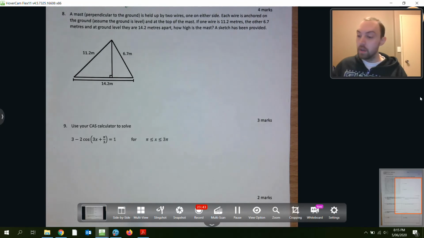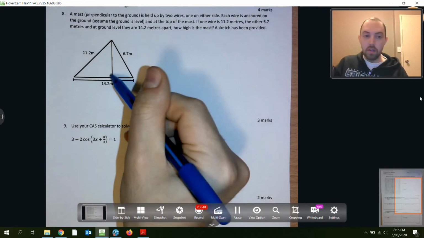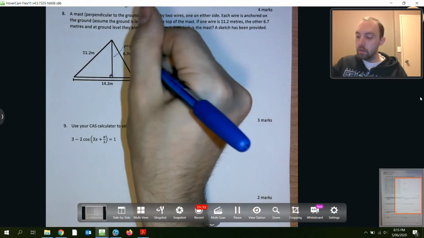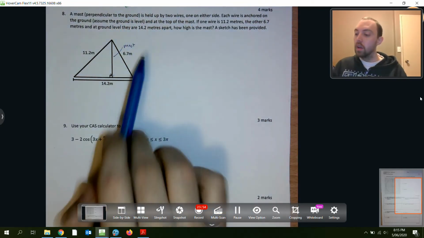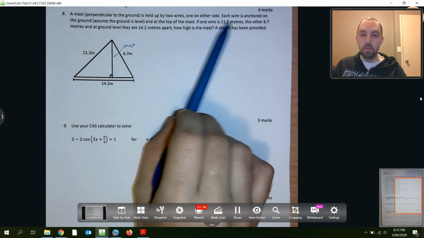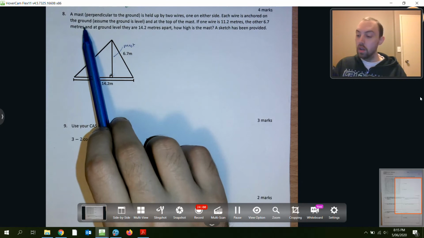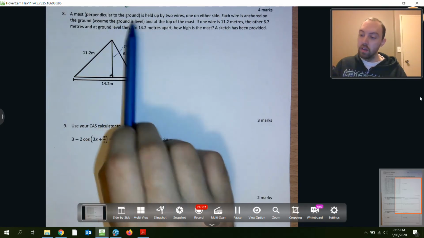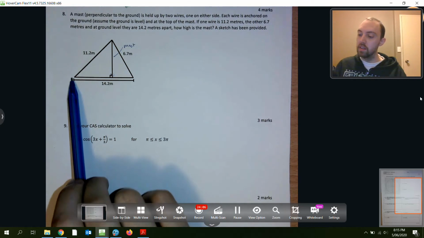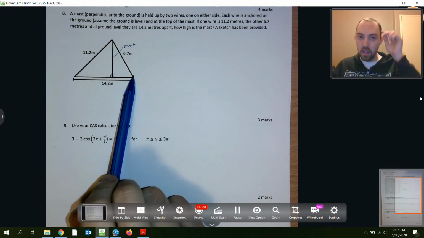Question 8. A mast perpendicular to the ground, which is why it's got this 90 degrees here. This part is the mast. It's held up by two wires, one on either side. Each wire is anchored on the ground. Assume the ground is level. Cool, good to know. So one wire isn't higher up or lower down than the other.